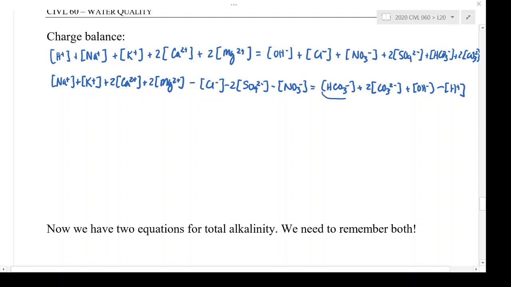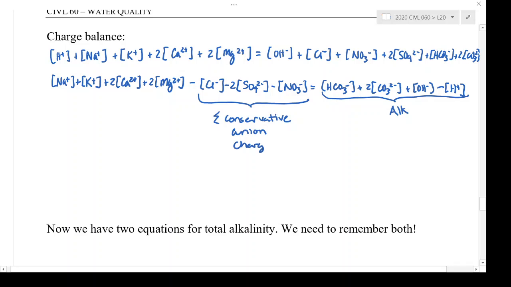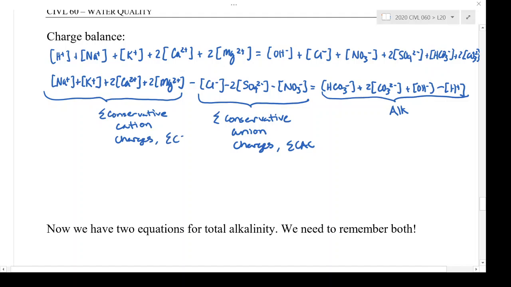Okay, so right away you can see, derived from a charge balance, the alkalinity expression that we came up with before. And then on the other side of the equation, we have our summation of conservative anion charges. And we're going to call these summation CACs, anion charges. And then over here we have the summation of the conservative cation charges, or summation CCC.